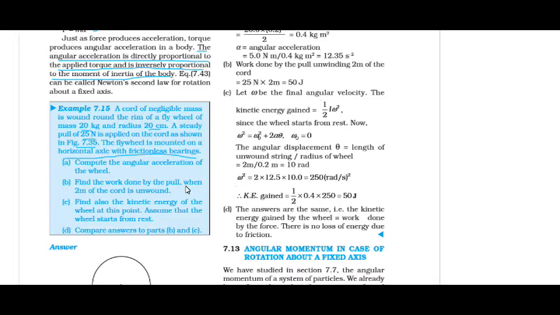Find the work done by the pull when 2 meter of the cord is unwound. Find also the kinetic energy of the wheel at this point. Assume that the wheel starts from rest. Compare the answers to parts B and C.